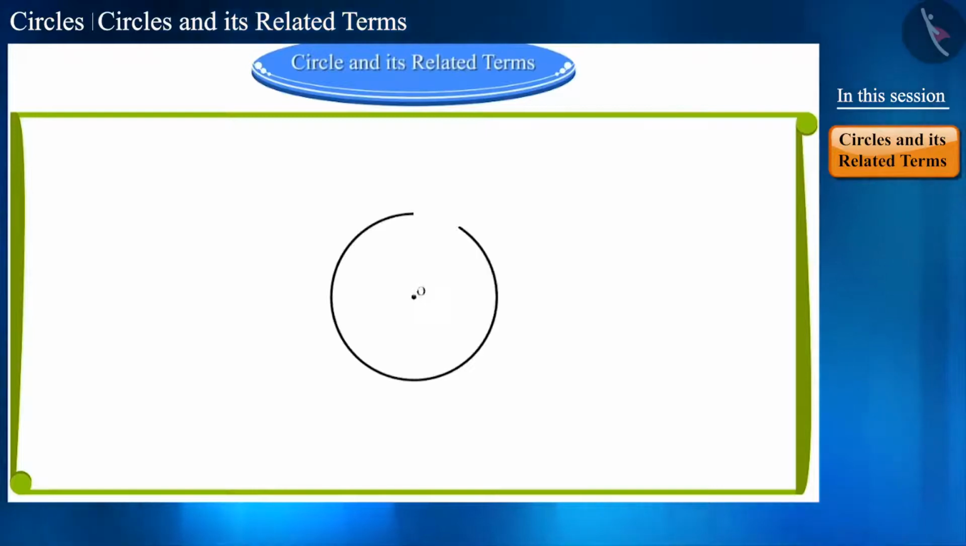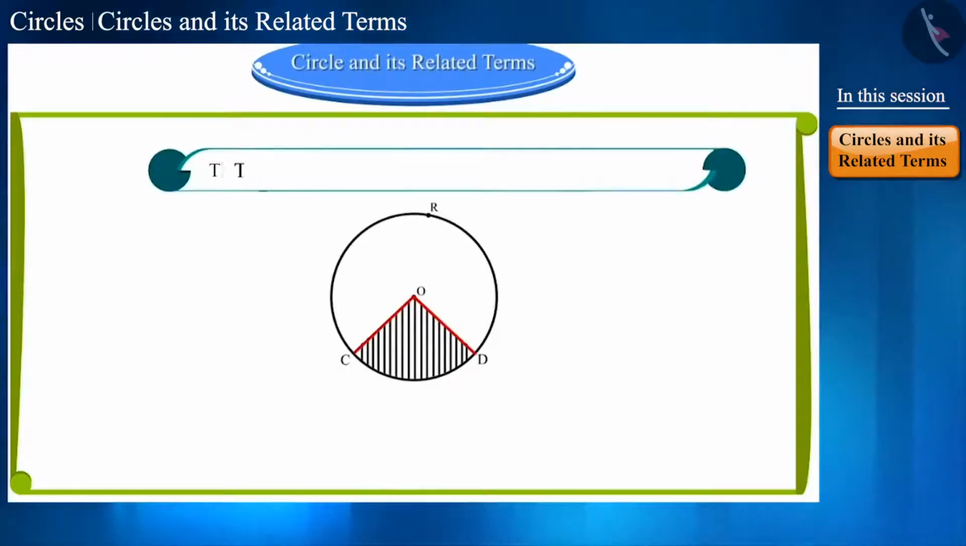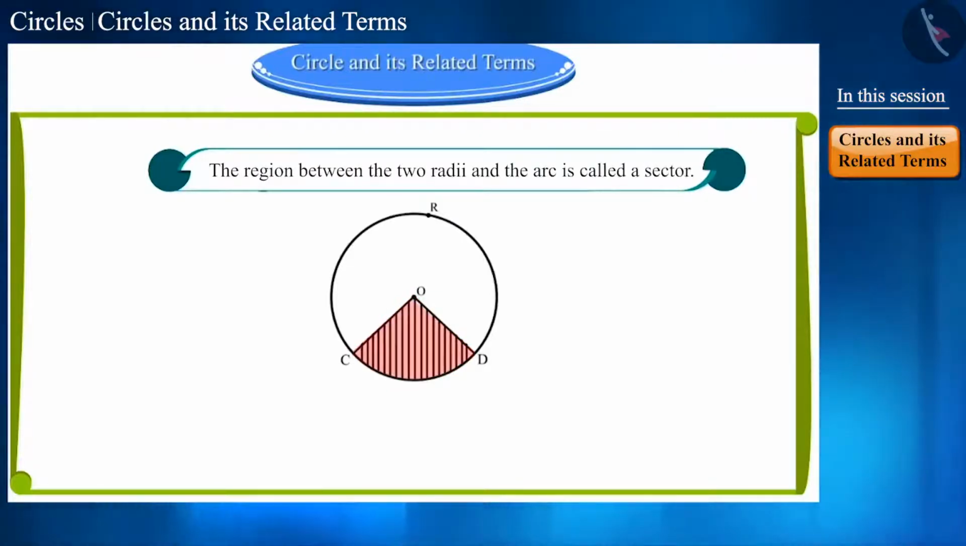Friends, in a circle, if two radii are made in this way, then the area between these radii and the arc is called a sector. This large part is the major sector and the small part is the minor sector.